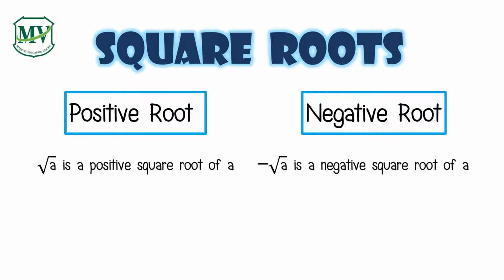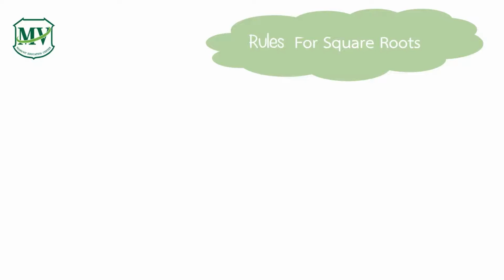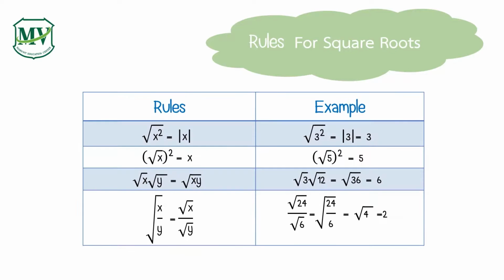In a negative root, negative square root of A is a negative square root of A, because the quantity of square root of A raised to 2 is equal to A, and the quantity of negative square root of A raised to 2 is also equal to A. So let's go now for the rules for square roots. So here are the rules. Square root of x squared is equal to absolute value of x. For example, square root of 3 squared is equal to absolute value of 3, which is equal to 3.